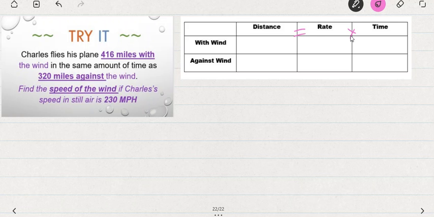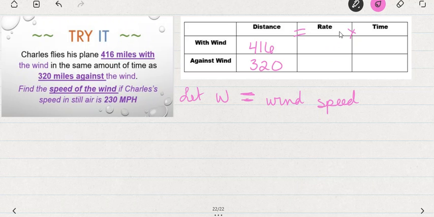And we know that what we're trying to find is the speed of the wind. So I'm going to start out right here with defining that variable. Let's let W represent the wind speed. We can now use that W, that variable, to put our information together in a chart. Charles flies his plane 416 miles with the wind, the same amount of time as 320 miles against the wind.